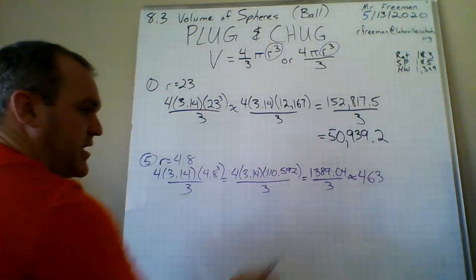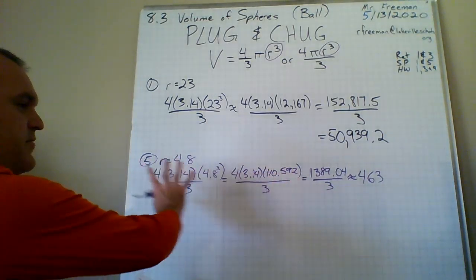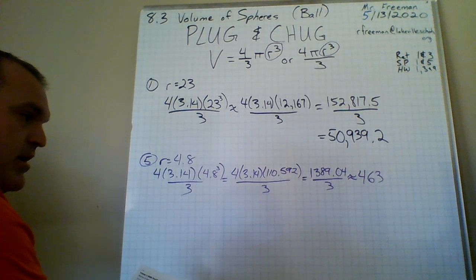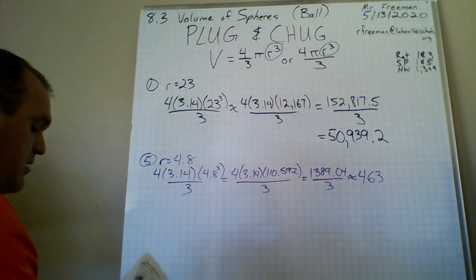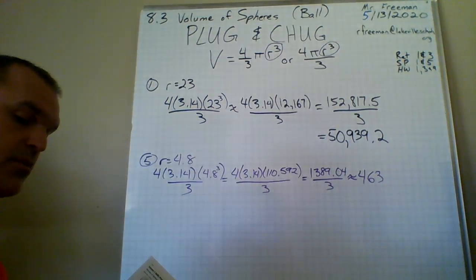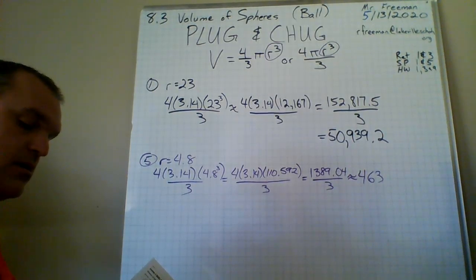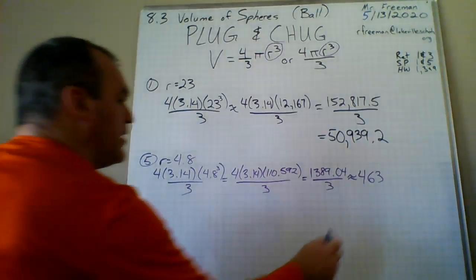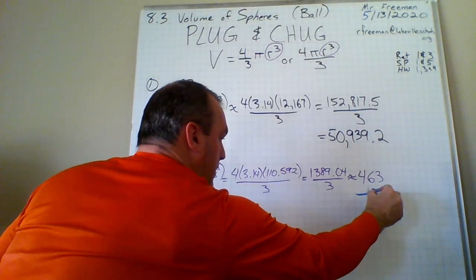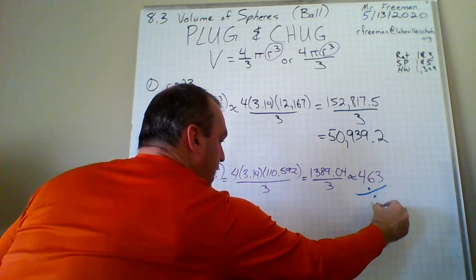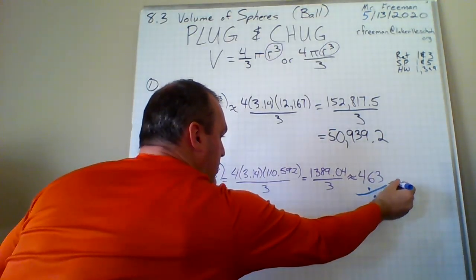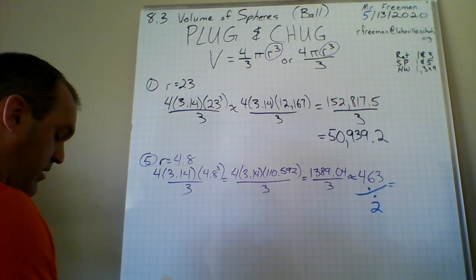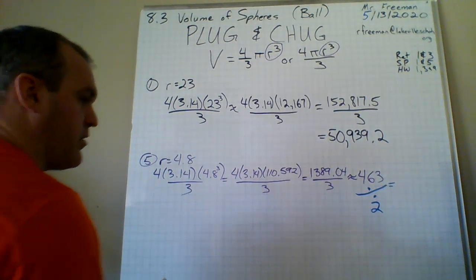If we have 463 for an entire sphere, remember this formula is for an entire sphere, and we're only given half the sphere, what might we do after that? Give you a second to think. Check your brains. What would I do to a sphere if I only have half of it when I've given its volume? Well, you would divide it by 2. You would divide it in half. So 463 divided in half is going to give you 231.5.